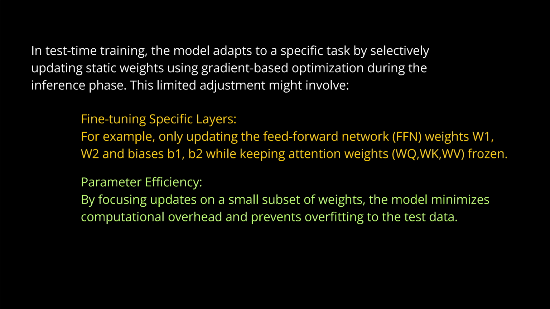pass, backpropagation. This limits the adjustment and might involve fine-tuning only specific layers, for example, only updating the feed-forward network weights W1 and W2 and the biases, while keeping the attention weight tensors frozen. Parameter efficiency: by focusing updates only on a small subset of the tensors, the model minimizes the computational power and overhead that it needs, and also prevents, this is the good thing, overfitting to the test data. So we are not even close to coming to grokking, because even before it starts to overfit, we kill the process. Great.